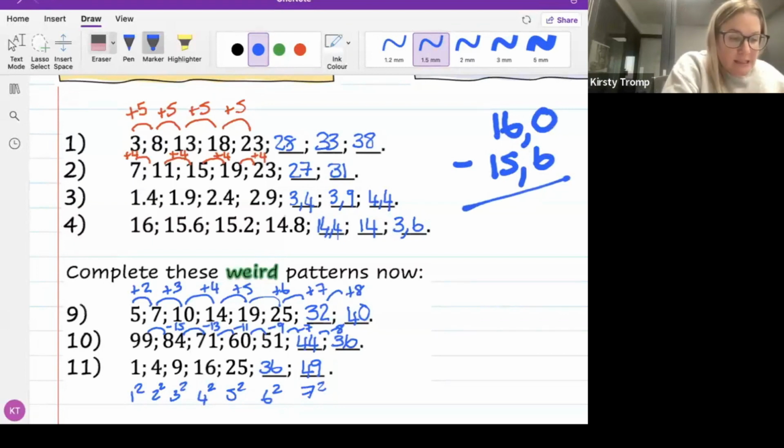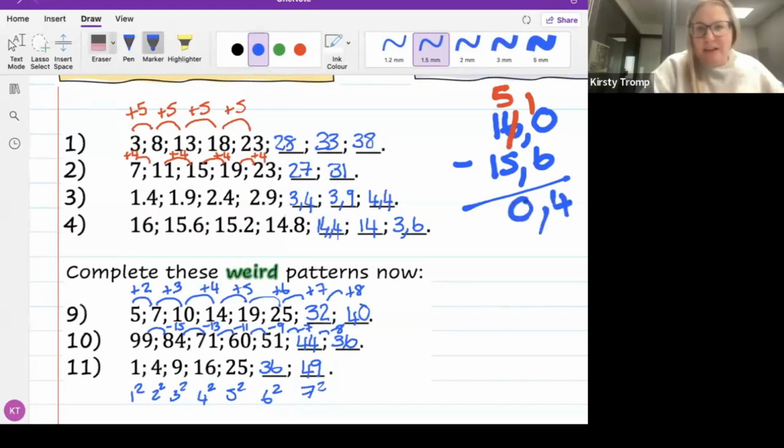So 0 minus 6, I can't do that. So I cross out the 6, I make it a 5, and I make that 10, hey? Yes. 10 minus 6 gives me 4. I put my comma. 5 minus 5 gives me 0, and 1 minus 1 gives me 0. So what did I minus from 16 to get to 15,6? I minus 0,4.